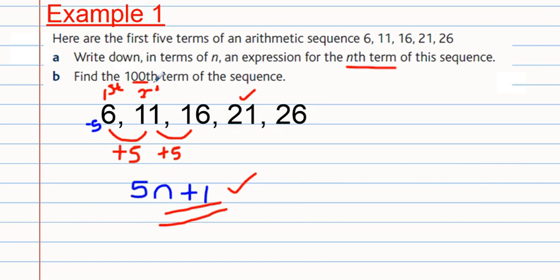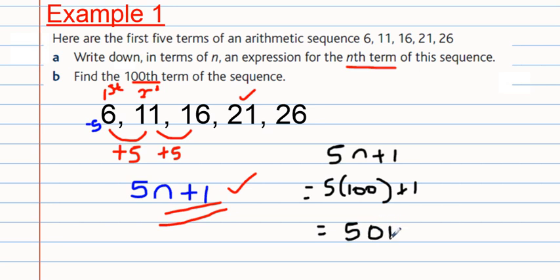Now we need the 100th term. So using the nth term, 5n plus 1, we need the 100th term. So that'll be 5 times 100, because n is 100 now, plus 1. And that will be 5 times 100 is 500, plus 1, 501. It means the 100th term of this sequence is 501. It means it's in the 5 times table and you just add 1 to it.